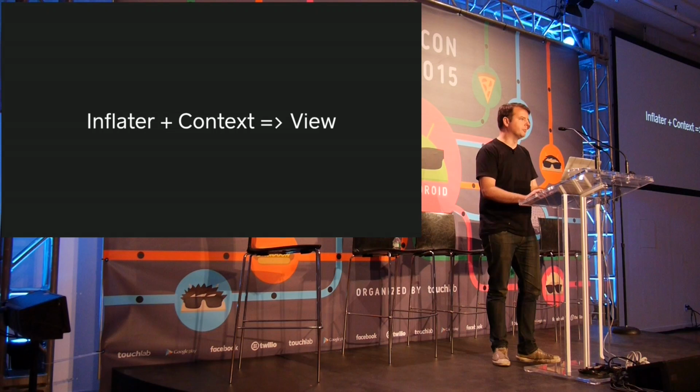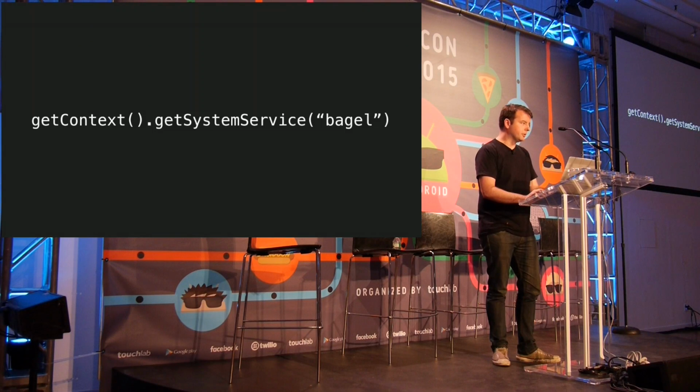Long story short, inflator plus context gives you view. You can also, of course, construct a view directly, but life is a little bit easier if you just use the inflator, so we want to take advantage of that hook. Of course, this is silly, right? Like, if we just made a bagel service, then we'd have to start making a croissant service and a sandwich service and everything, and it ends up being the same soup. We've just moved it to the context and added extra boilerplate and made it weird for everybody.